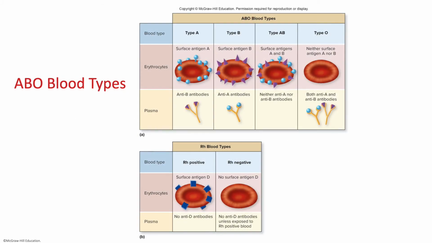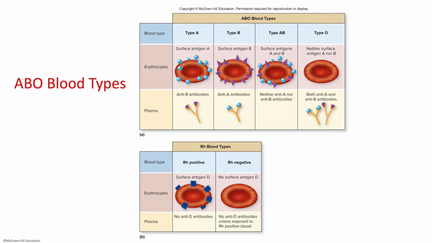So this slide is explaining a little bit more about these ABO blood types. Let's just go through each one itself. So if you have type A blood, that means that your erythrocytes have the surface antigen A on them, directly attached to the surface. It also means that in your plasma, you're creating antibodies against B. So you have what we call anti-B antibodies.